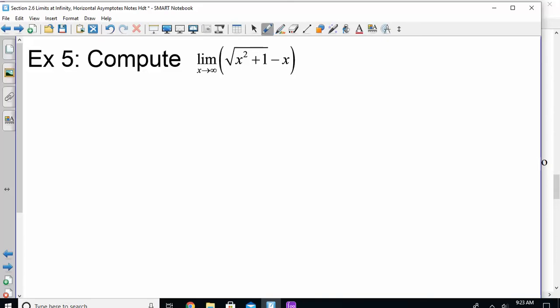Look at this one. If I just plug in infinity, is it going to tell me anything? I've just plugged it in. If it were a number, we could probably plug it in. But do I know what that equals?